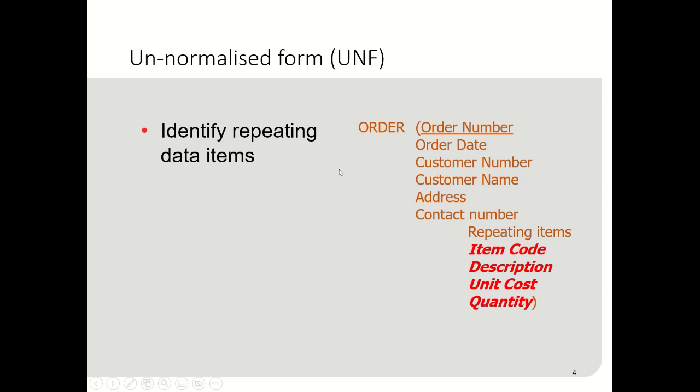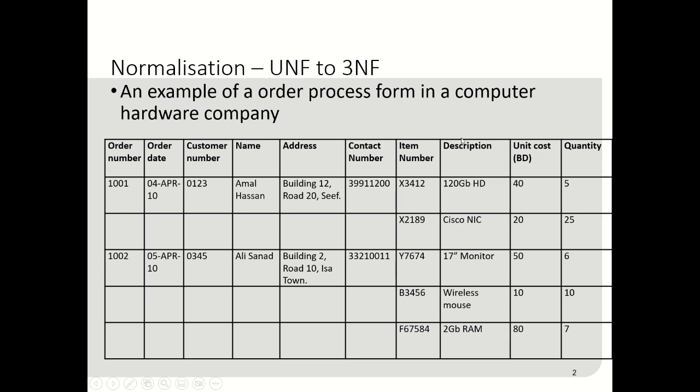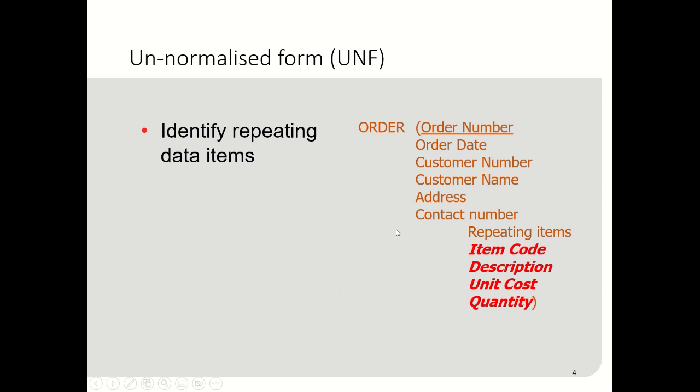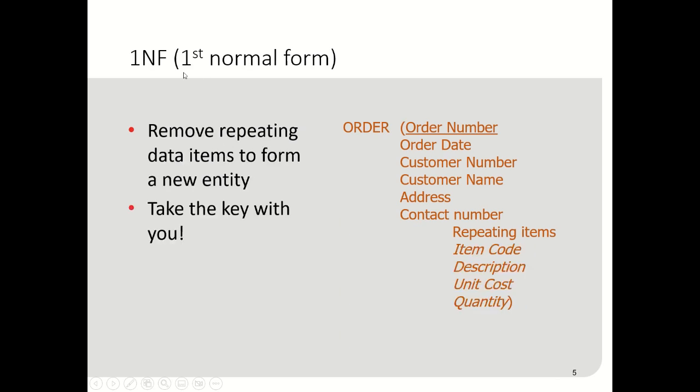And now we have to identify the repeating data items or the multi-valued attributes. So multi-valued attributes are those attributes which will be repeated for your order number, right? So here you have item number, description, unit cost and quantity. So these are the repeating items. So you have to identify the repeating items in the unnormalized form.